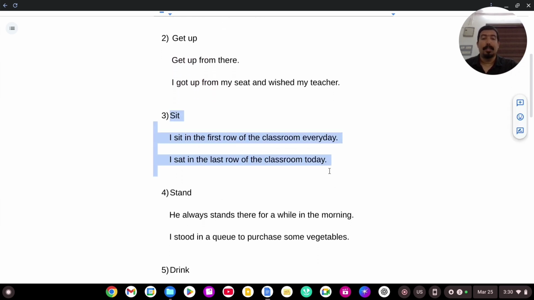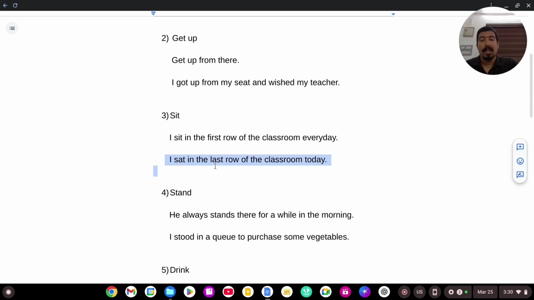Sit. Here, you know, it's a very simple word. Sit means the act of sitting on a chair, right? If you are sitting on a chair, you can say I am sitting. I sit in the first row of the classroom every day. This is your habit. This is a habitual action. I sit in the first row of the classroom every day. That means you have a habit of sitting in the first row of the classroom.